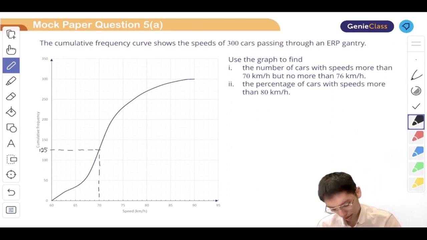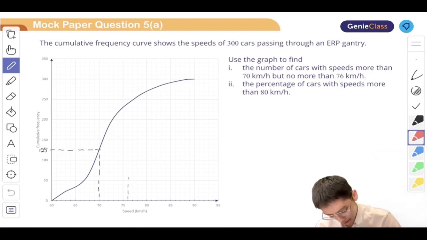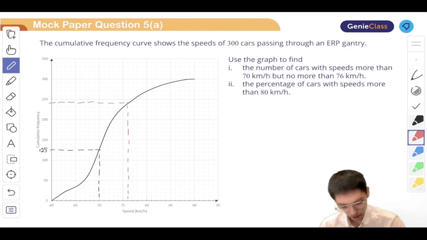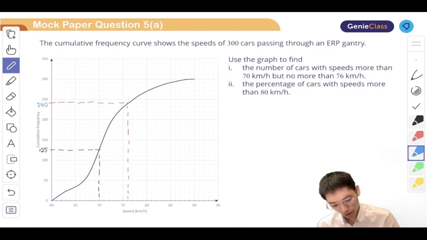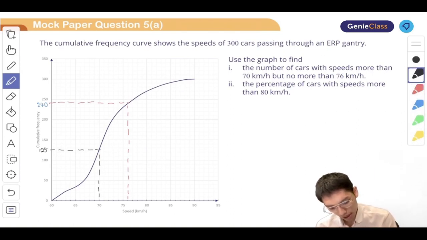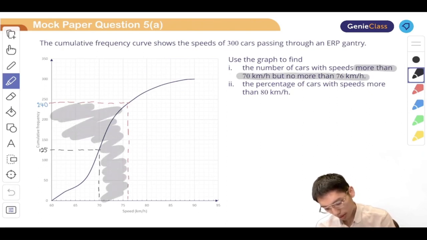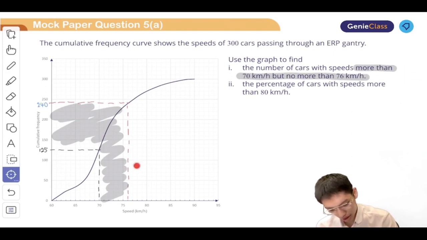So what we do over here, we trace from 76, which you will see from my graph is going to be here. 76, and then we trace it here. I hope you all can see the graph clearly, guys. This is going to be 240. So if I look at this range over here, I am looking at more than 70, not more than 76. I'm looking at this particular part over here, because more than 70, less than 76, this is the part I'm looking at.